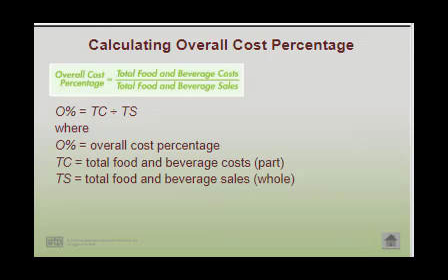Calculating overall cost percentage. You take the TC, the total food and beverage cost, divided by the TS, the total food and beverage sales, and that answer is a percentage, which is your overall cost percentage.